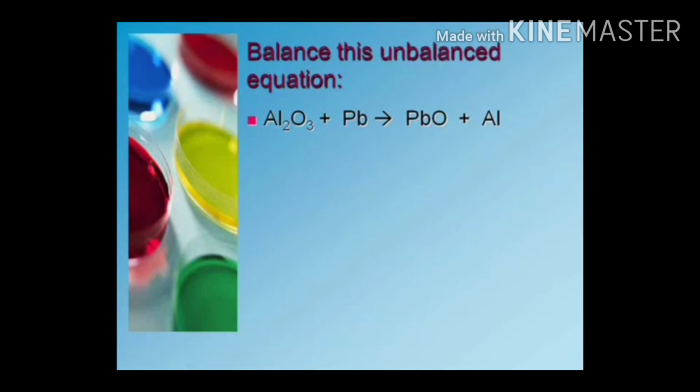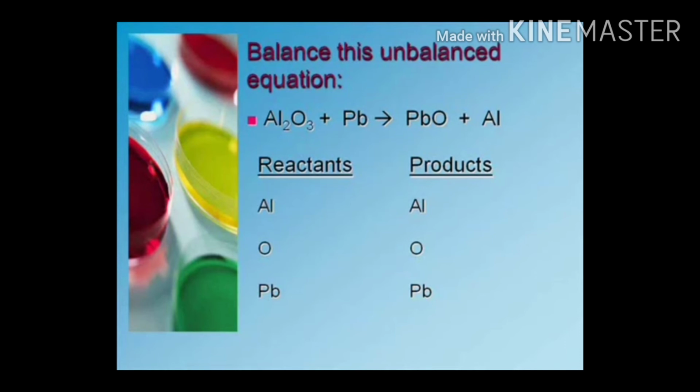Students, look that there are the same types of atoms on both sides. No new atom is formed. So when we write the reactants and the products, aluminium is 2 here in the reactant, oxygen is 3 and lead is just 1. On the product side, the number of aluminium atoms is 1, oxygen 1 and lead 1.